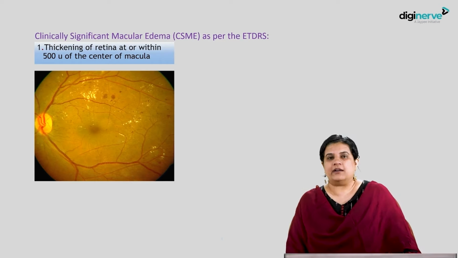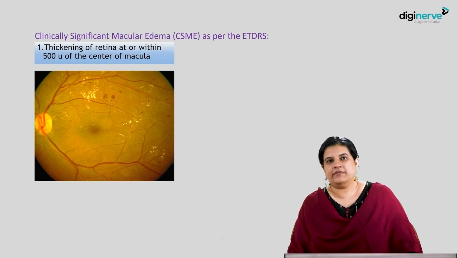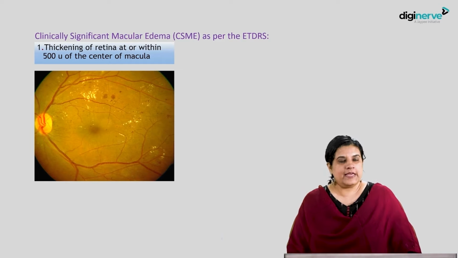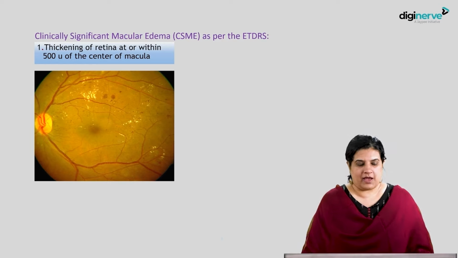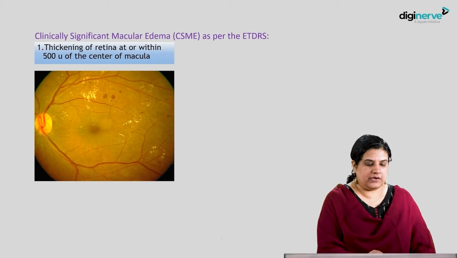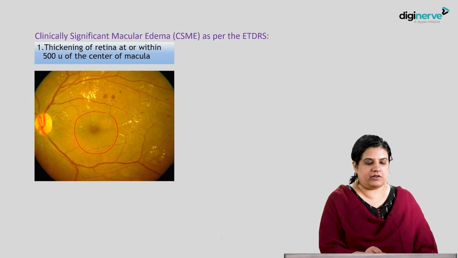So, ETDRS also defined clinically significant macular edema, that is edema that requires attention. It is also called CSME. In this, any one of the 3 criteria has to be met. The first is there should be thickening of retina at or within 500 microns of the center of the macula. So, this is the center of the macula. Here, there should be thickening within 500 microns.